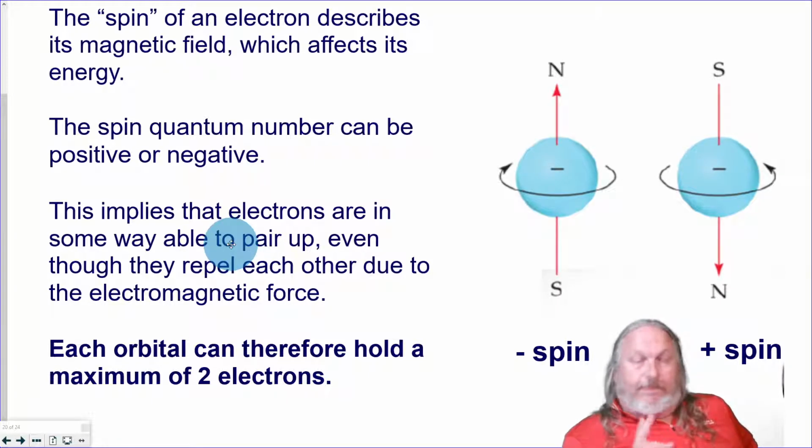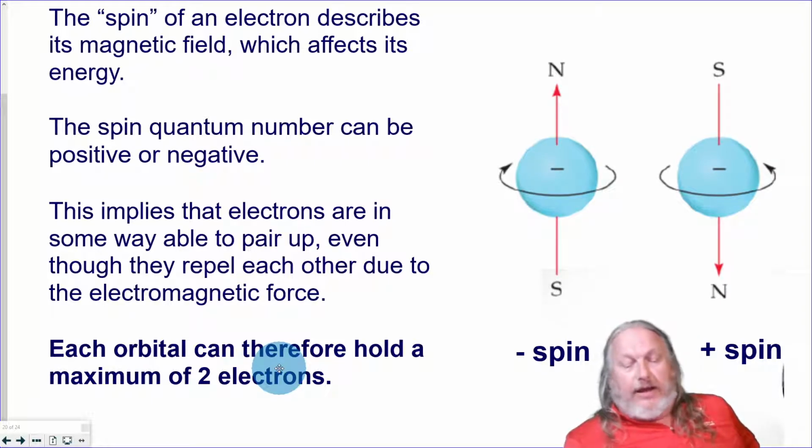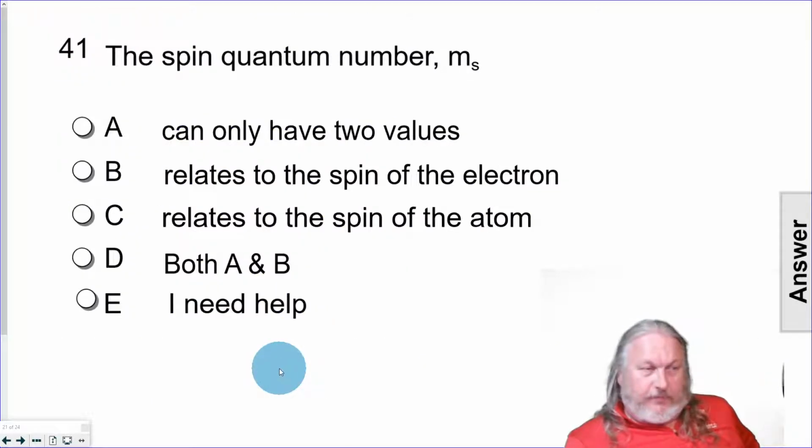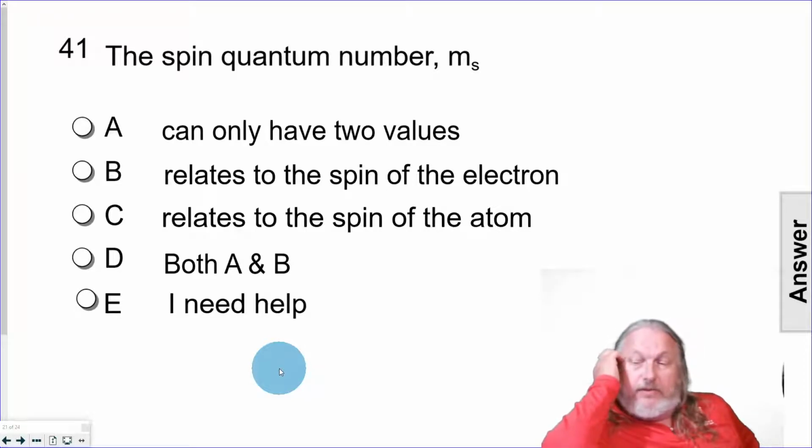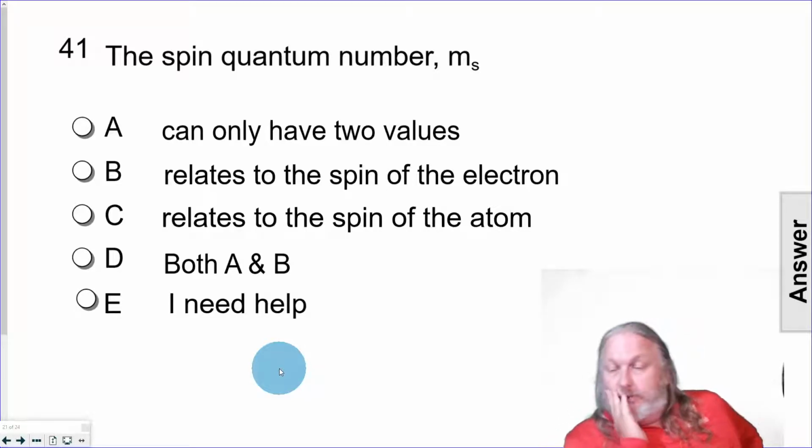So write this down, put this in your notes, whatever. Each orbital can only hold a maximum of 2 electrons, one with the left-hand spin, one with the right-hand spin only. Write that down.